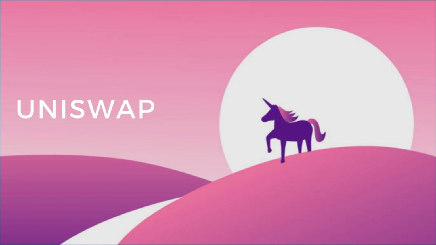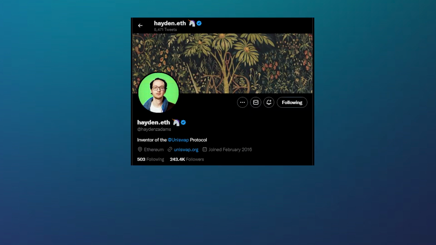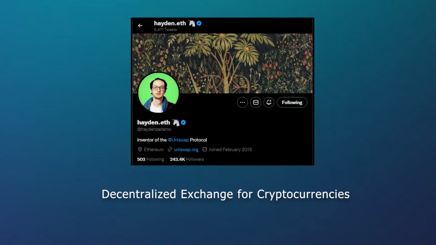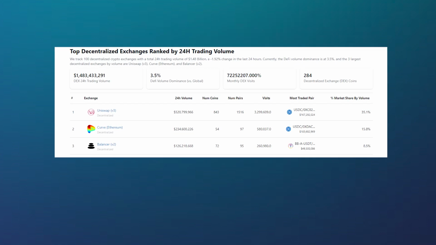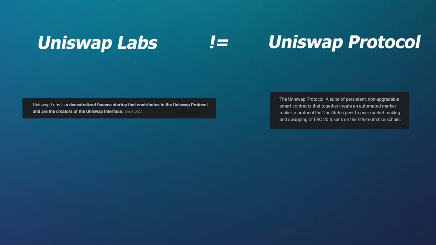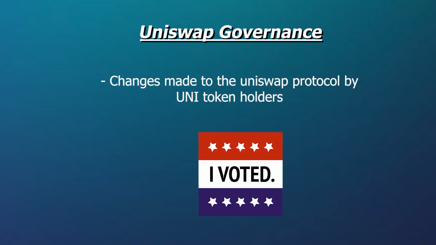Now let's get into the Uniswap entity as a whole. Uniswap, the product, was built by the Uniswap Labs team. Originally started by Hayden Adams for the goal of creating a decentralized exchange for cryptocurrencies on ETH, Uniswap has become the biggest DEX in the Ethereum space. The Uniswap Labs team is separate from the Uniswap protocol, and they simply work on improvements or new iterations of the protocol. Another thing to keep in mind is Uniswap governance. Uniswap governance is responsible for changes made to the Uniswap protocol. Anyone can become a Uniswap governor by acquiring the UNI token and voting on new proposals in the community.